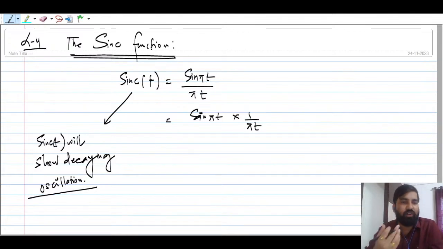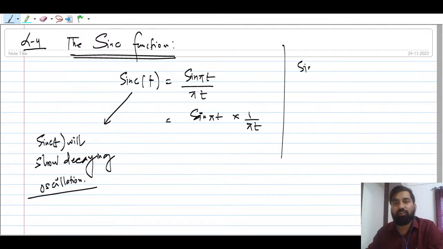If someone asks you what is the value at t equal to 0, suppose somebody asks what is sinc of 0. Since it is given as sine pi t by pi t, it will be a 0 by 0 form. If you put 0 in the numerator and 0 in the denominator as well, it is a 0 by 0 form. So you can apply the limit here.